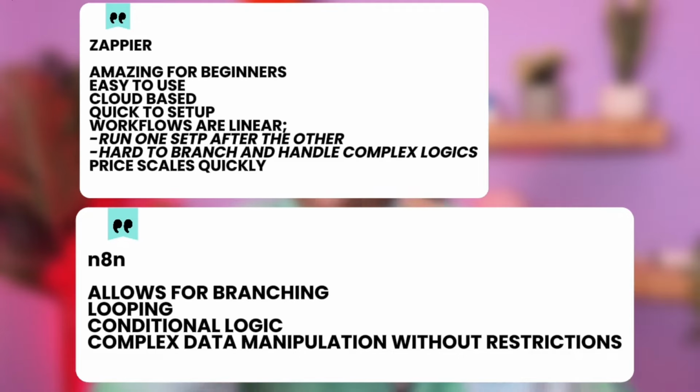Now, let me position n8n against some of the other popular automation tools out there. And I'm going to start with Zapier, right? So Zapier is amazing for beginners. It's very easy to use, it's cloud-based, and it's quick to set up. But its workflows are often linear. And what I mean is that they run one step after the other, and it's harder to branch or handle complex logic with that. Also, from a pricing perspective, pricing scales really quickly as your automation grows. In contrast, n8n allows for branching, looping, conditional logic, and complex data manipulation without the same restrictions.